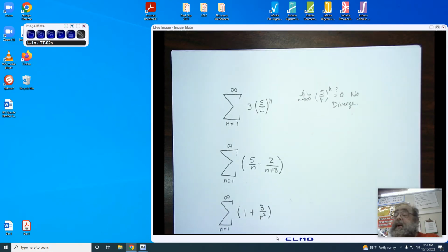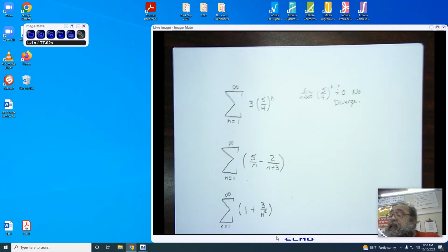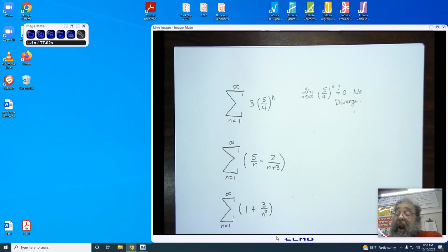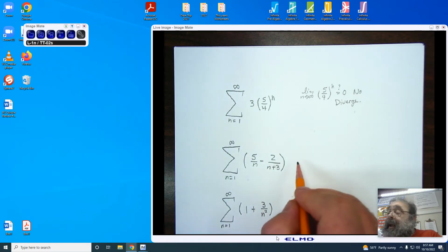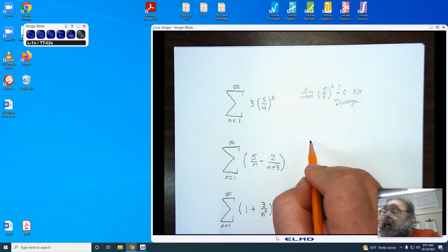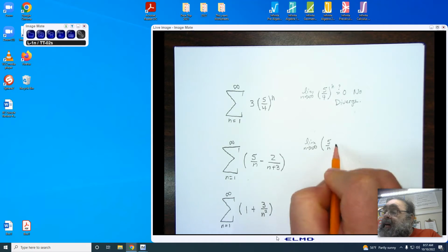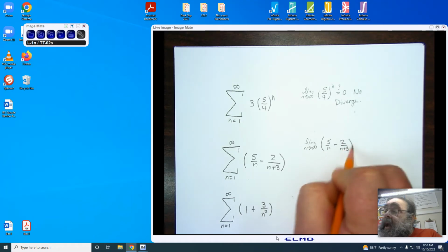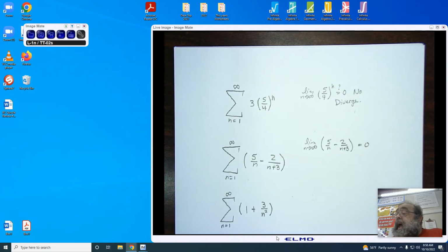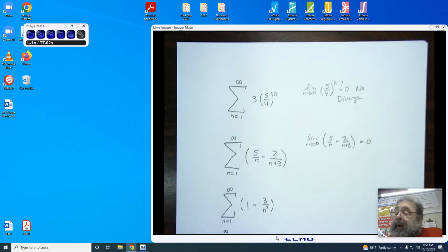Notice that this is already a decomposition that's broken up into two linear terms, both of which are harmonic in nature. This will automatically converge. Now we can clearly see that the limit as n approaches infinity for 5 over n minus 2 over n plus 3 does indeed go to 0 at infinity for each and every term. Not only that, but it's telescoping. So yes, it satisfies the nth term test, and it is telescoping, and therefore we have a convergence of the series.